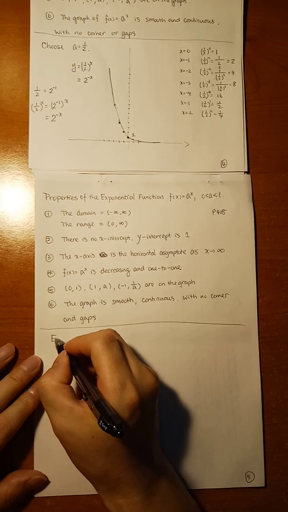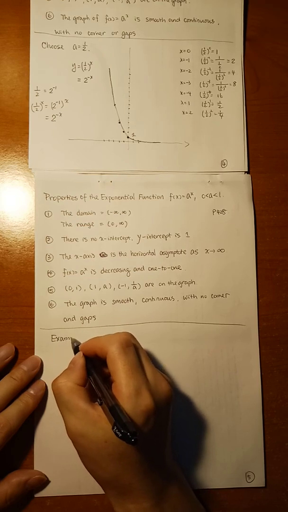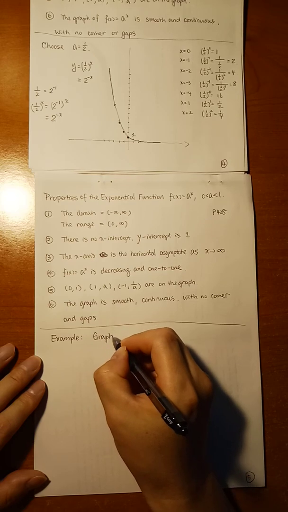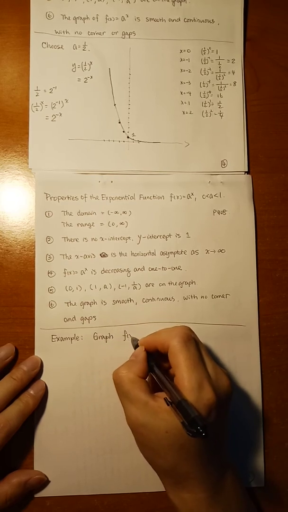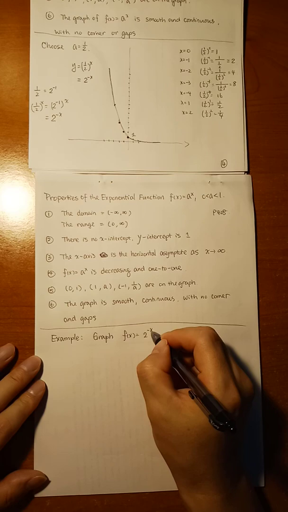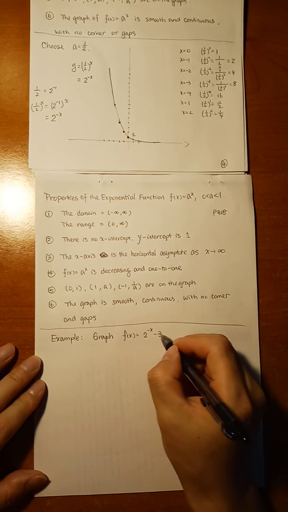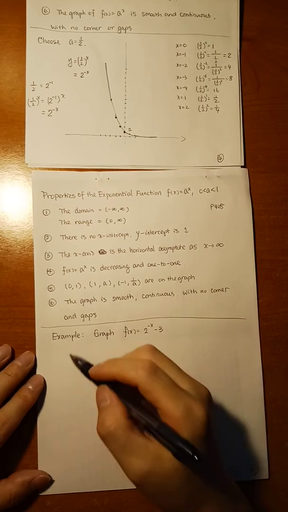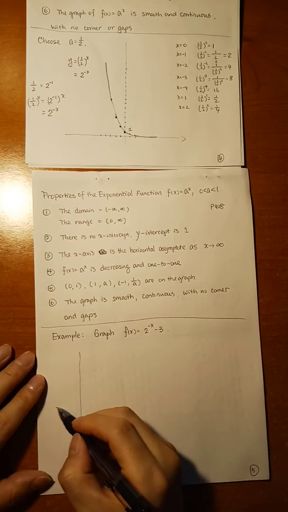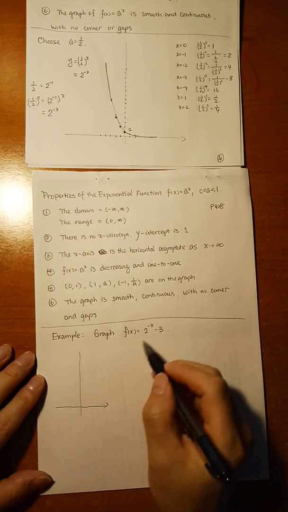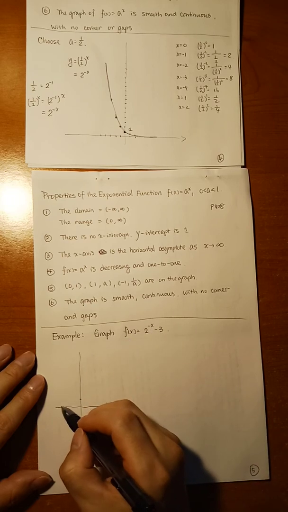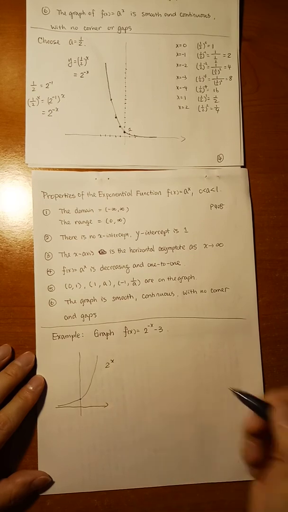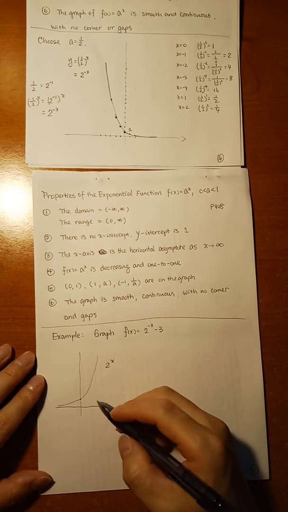This is an example. Graph f(x) equal to 2 to negative x minus 3. How do we graph it? So first, we sketch the graph y equal to 2 to x. This is 2 to negative x, be careful. 2 to x is like this. That's the first step.